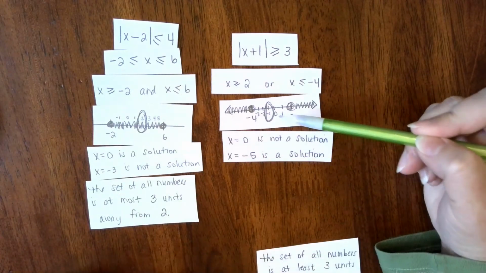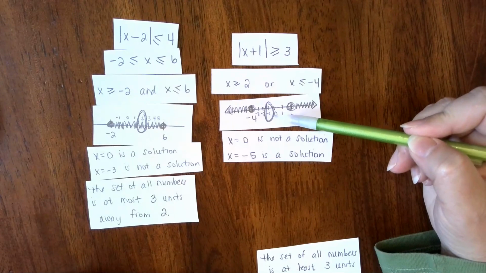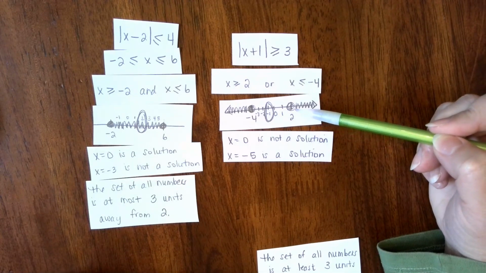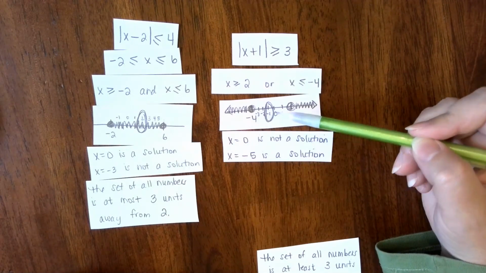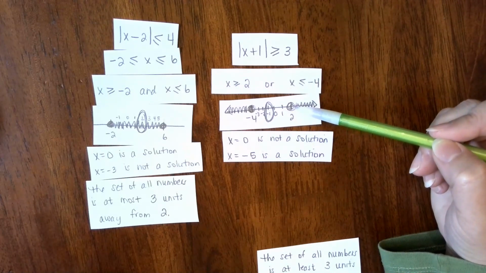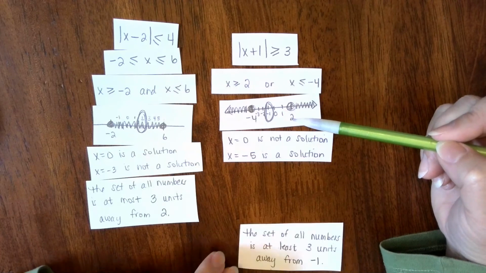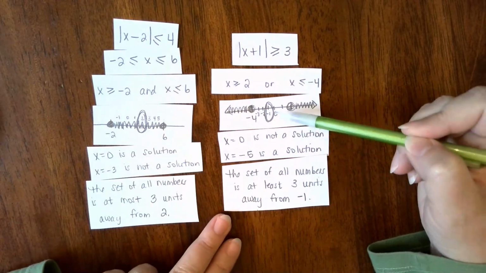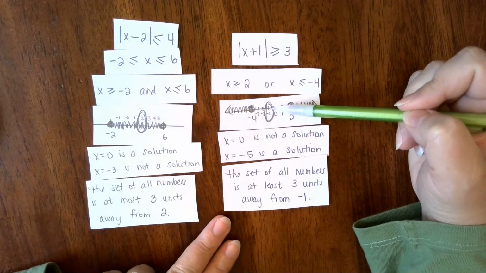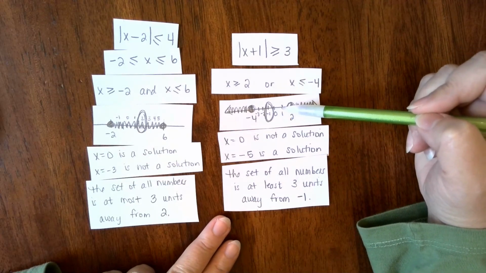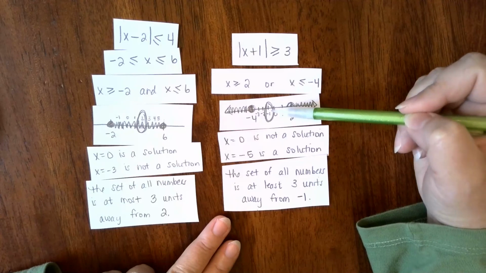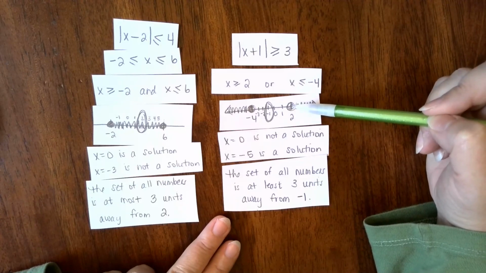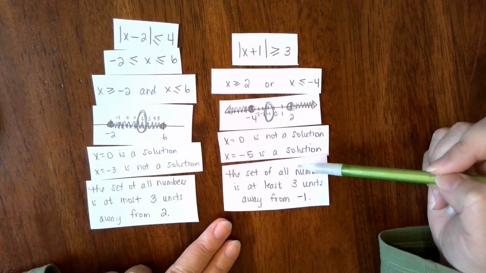Now let's look here. The center of this one is -1. And 1, 2, 3, 1, 2, 3. So your solutions are going to be more than 3 units away. So the set of all numbers is at least 3 units away. So it can't be any less than that. Okay, it can't be 2 units away because that's not a solution. It has to be at least 3 units away from your middle number, which is -1.